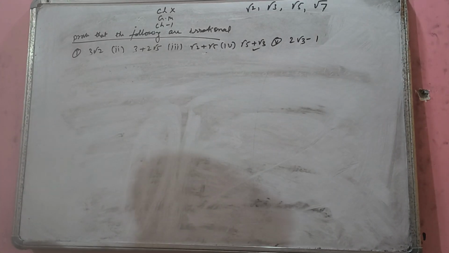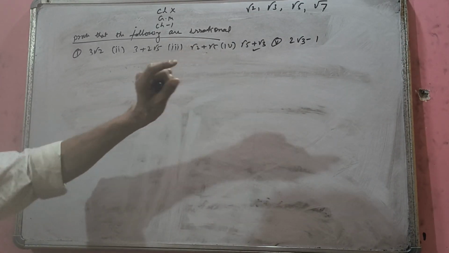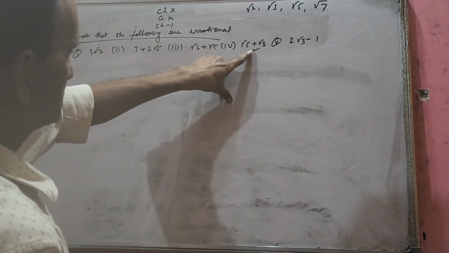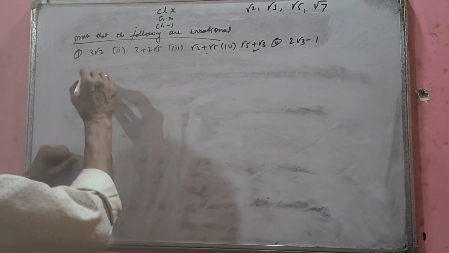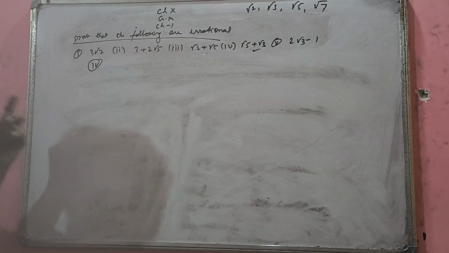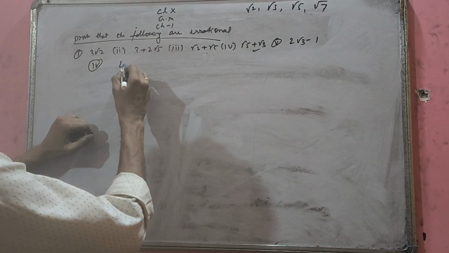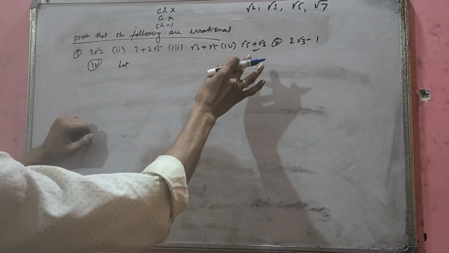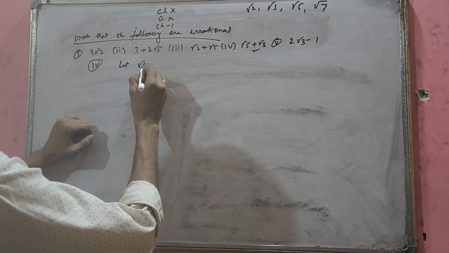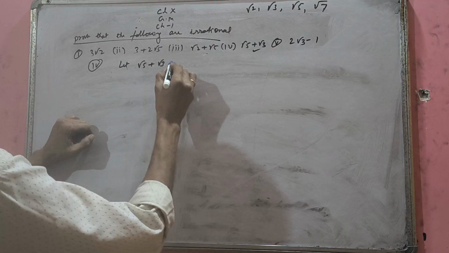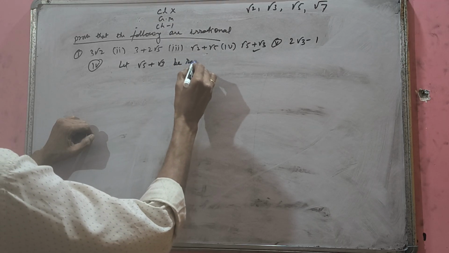Okay. So 3 and 4 are the same thing only. If you understood 4, 3 you can do yourself. So number 4. The process is almost the same only, the simplification is a little different. So let, on the contrary, assume that this is rational. Let root 5 plus root 3 be rational.